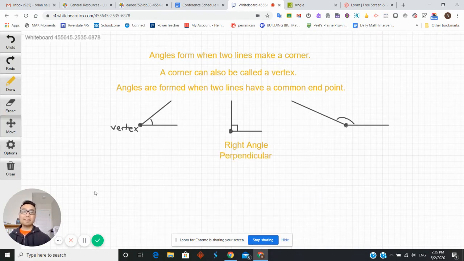When a perfectly straight vertical line meets with a perfectly straight horizontal line, this is also called perpendicular. Can you say that word? Perpendicular.